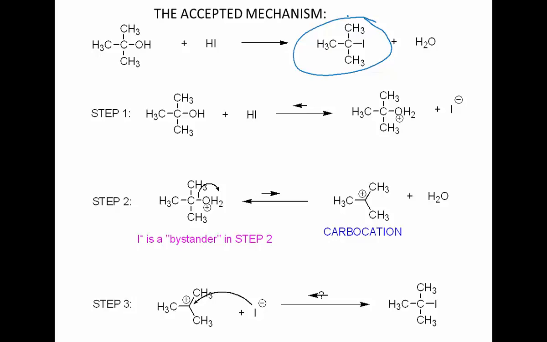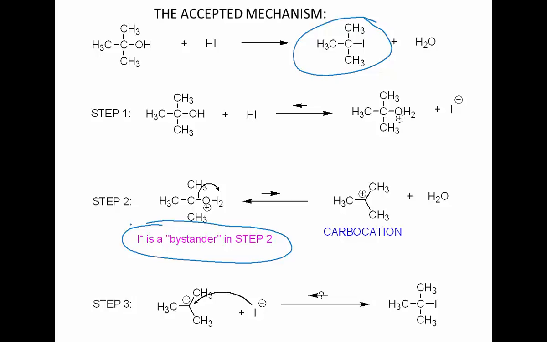In step two, we're losing water. Okay, and we're generating a carbocation, a positively charged carbon, and water. An important thing to note here in step two is that iodine is still here. It's not shown because it's not really part of step two, but it's watching all this stuff happen. Okay, I'm calling this an endothermic or an unfavorable reaction, and there's a lot of things about this that don't look so good.